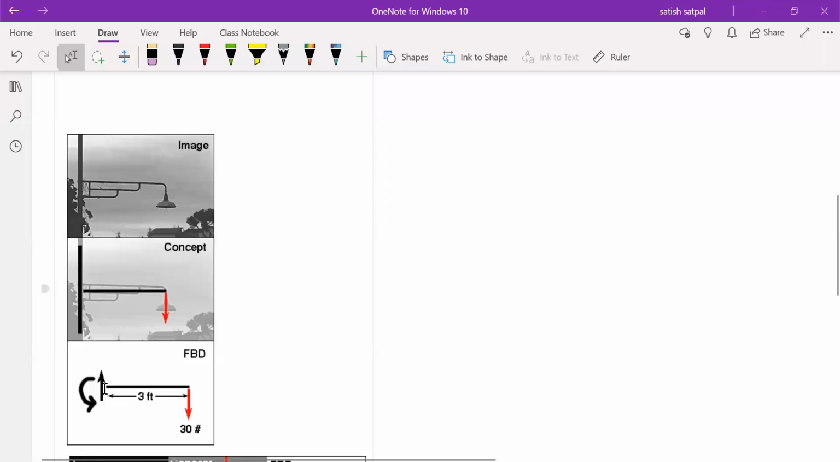Okay, if somebody asks you how many reactions will be present at this end, your technical answer should be 3, but the horizontal reaction's value is 0. That's why it is not shown here. Okay, understood? Yes, sir.